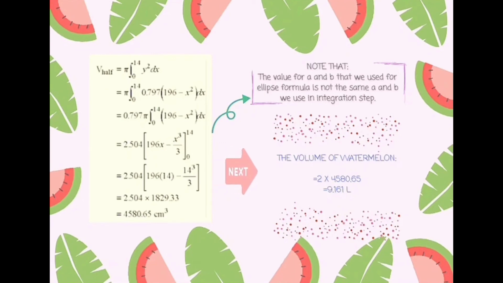So basically for this question we are solving using two methods, which is first the historical slicing method, and then we use the ellipse formula and also the integration formula.